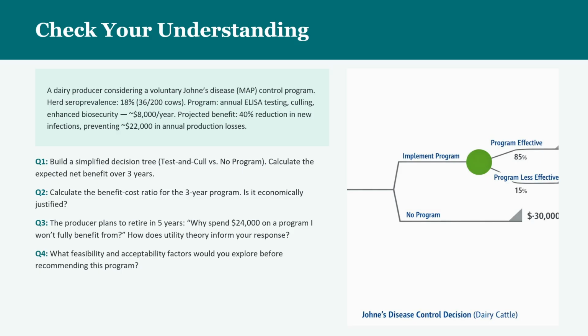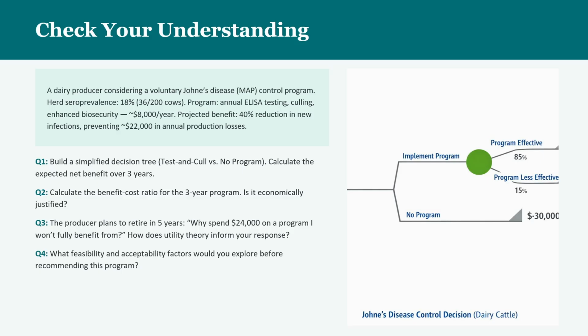Question 1. Decision tree and expected net benefit. Simplified structure. Program branch, annual cost is $8,000. Annual expected benefit, 40% reduction, times $22,000 in prevented losses equals $8,800 prevented losses per year. Net annual benefit equals 8,800 minus 8,000 equals 800 per year. Over 3 years, $800 times 3 equals $2,400 net benefit.